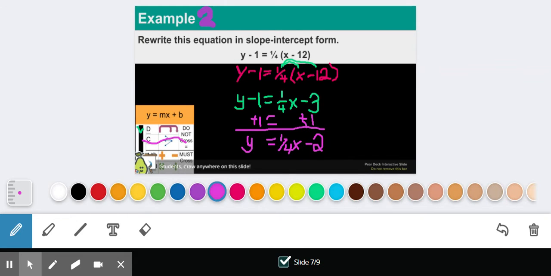Okay, I've got this in a y equals form. I've solved for y. I have an mx. My m is going to be 1/4. I have x. And then my b value is going to be -2. So I am done.